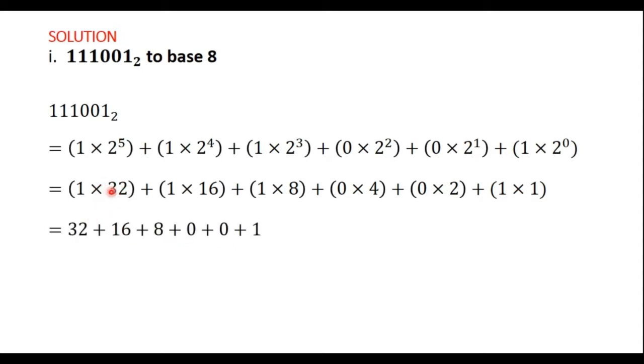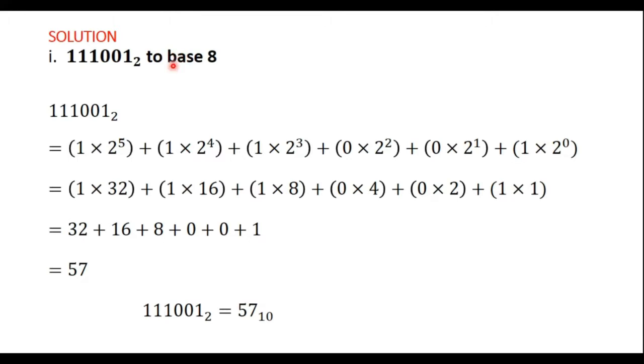So this will give us 32. This will give us 16. 1 times 8 will give us 8. 0 times 4 will give us 0. 0 times 2 will give us 0. 1 times 1 will give us 1. So we add everything here and we are getting 57. So you can see from here that we have converted 111001 base 2 to base 10.